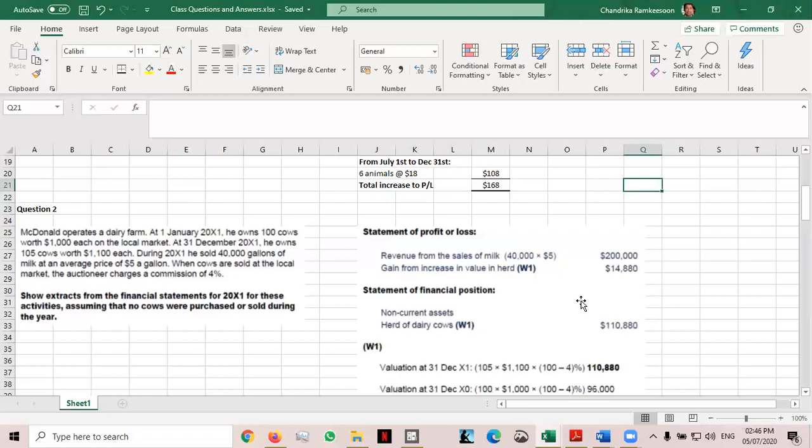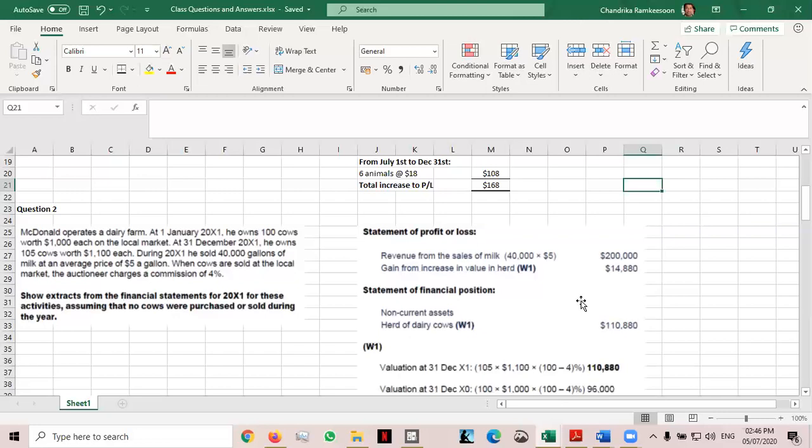At the 1st of January, a farmer owned 100 cows. At 31st December, the farmer owned 105 cows. No cows were bought or sold during the year. What was the increase about? Well, think about it. I'll explain anyway.